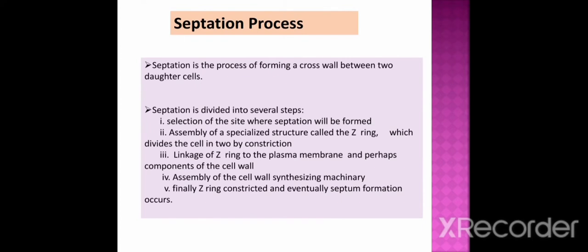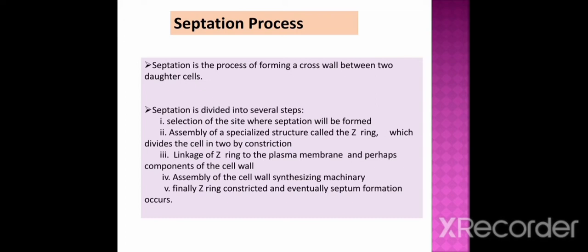As we discussed, septation is very necessary to divide the single cell into two cells. So here we discuss the septation process. Septation is the process of forming a cross wall between two daughter cells. Septation is divided into several steps. First, selection of the site where septation will be formed. Then, assembly of a specialized structure called the Z ring, which divides the cell into two by constriction.